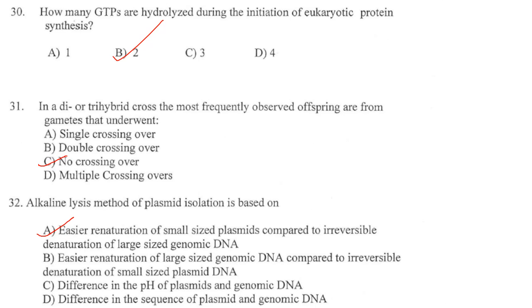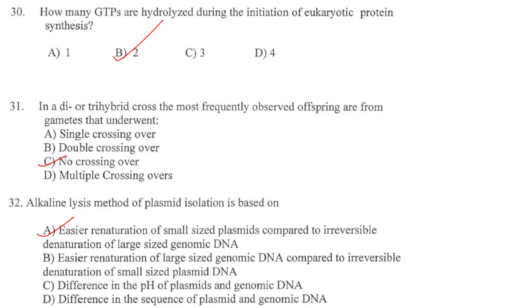Then, alkaline lysis method of plasmid isolation is based on. So the principle behind the alkaline lysis method. What you first do is pellet out the E. coli and suspend it in a solvent, that is TRIS and EDTA. Then you add the alkaline solution, which is NaOH and SDS. Once you add it to the E. coli pellet, the proteins are denatured. The DNA double strand structure is also denatured, that is, your chromosomal DNA and your plasmid DNA both get denatured.